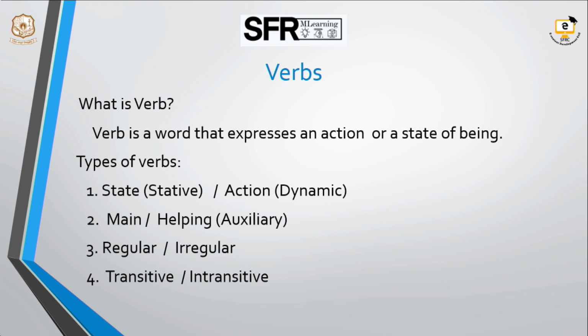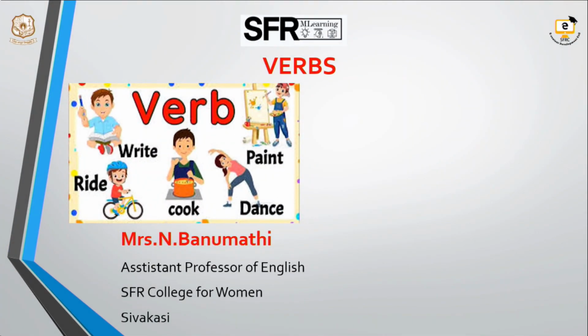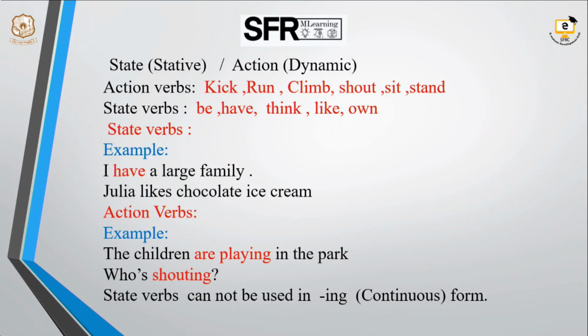There are different types of verbs: Number 1, state and action. Number 2, main and helping verb. Number 3, regular and irregular verbs. Number 4, transitive and intransitive verb. State verbs and action verbs are sometimes called stative and dynamic verbs, but the meaning is the same. What's the difference between these two?